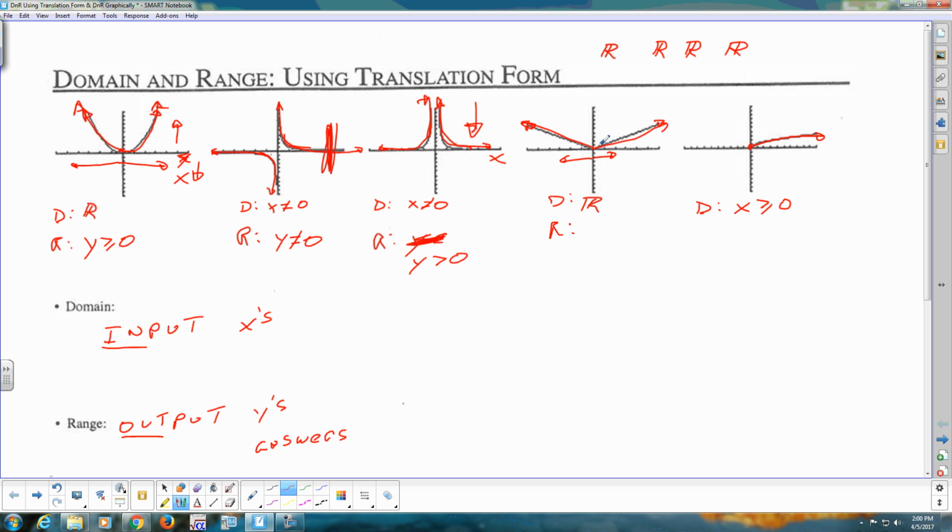Okay, range on this one. Will the graph go as high as it wants? As you traverse out to the right, it will go as high as it wants on both sides. Will it go as low as you want? No, it'll only go as far down as 0. So y is greater than or equal to 0.